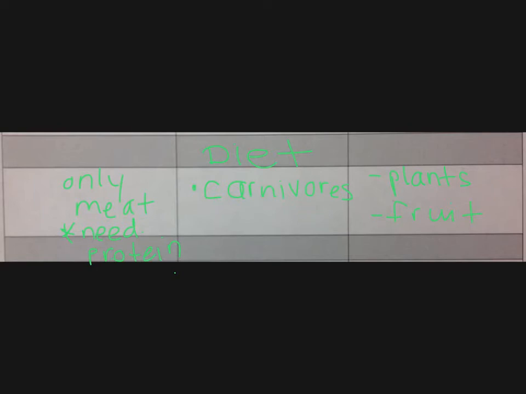So far we know that both cats and dogs are carnivores, so they eat meat. But dogs are a little bit less picky. They can eat plants and fruits. Cats only eat the meat because they need the protein.